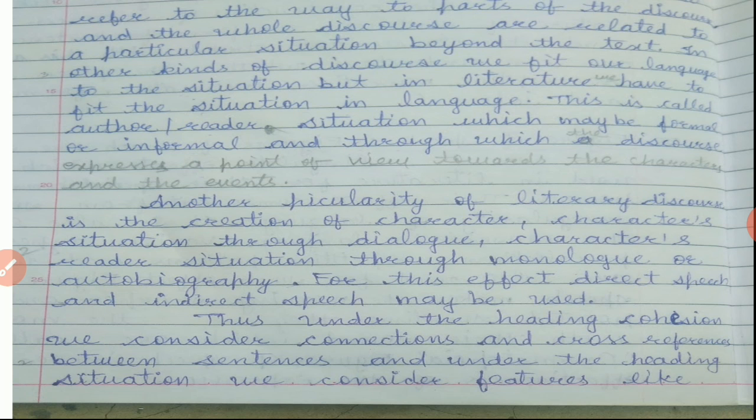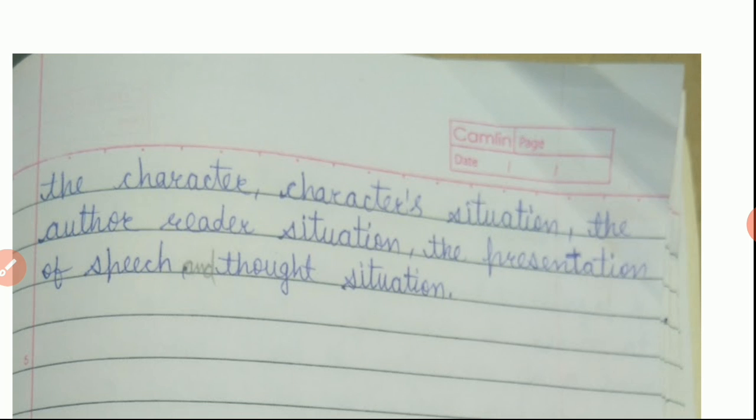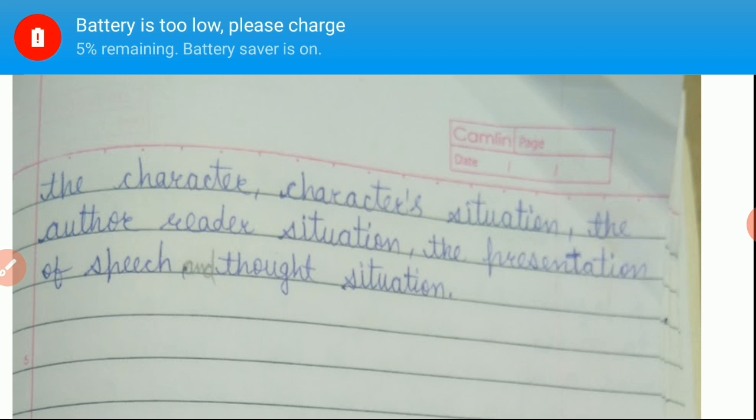Thus, under the heading cohesion, we consider connections and cross references between sentences, and under the heading situation or context, we consider features like the character situation, the author-reader situation, the presentation of speech, and thought situation. We are to give our comments about these points after judging and analyzing the presence of cohesion and context in the given text.